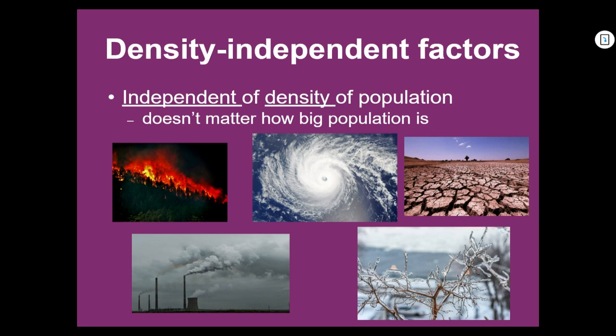Like if you have a lot of deer in the forest, that's not really going to prevent a forest fire. It's not going to cause a forest fire. So again, the forest fire is independent of how many deer you have. Same thing with hurricanes, right? Hurricanes, it doesn't matter how many people you have living in these areas, you're still going to get a hurricane, right? It is independent of how many living things you have in those areas.